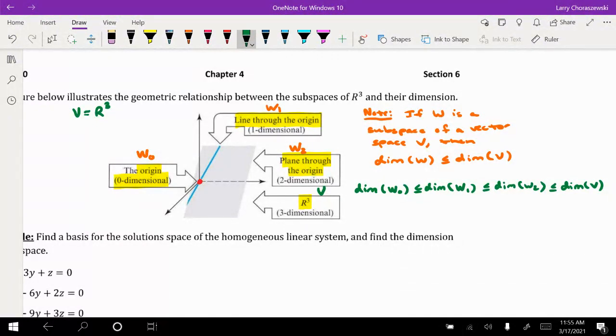And the point of all this is it's helpful to have a visual of these different subspaces, especially in R3, because there's a strong connection between these subspaces and homogeneous linear systems that we can form within R3. And another thing too is, it kind of gives you a way of checking your work.